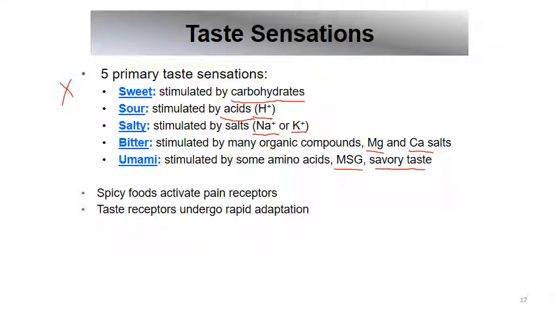Spicy foods actually activate pain receptors. That's interesting, but kind of makes sense. Taste receptors also go through adaptation, meaning that if you keep on tasting something, you're just going to get used to it.